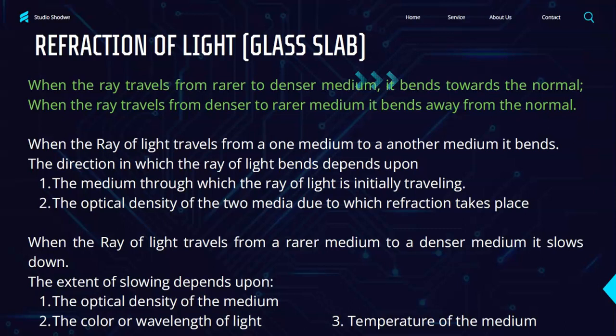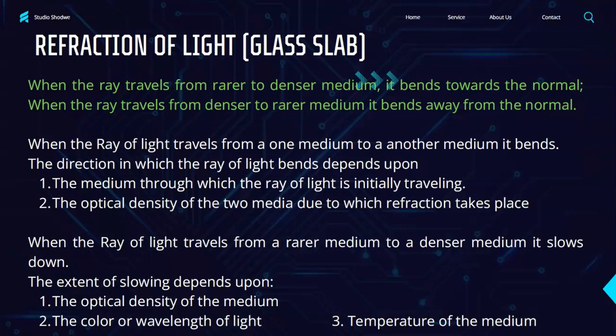Another important topic. When the ray of light travels from rarer to denser medium, it definitely slows down. How much the ray of light slows depends upon three factors. Again, number one, just like I said, optical density of the medium is the most important factor, obviously, due to which refraction takes place. Number two, the bending also depends upon color or wavelength of light.